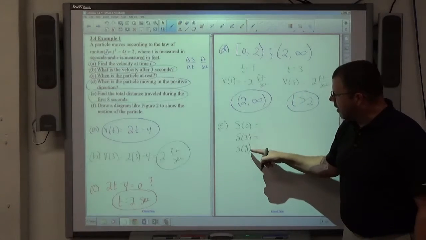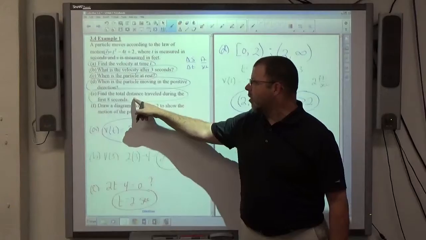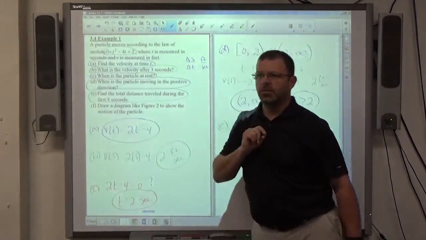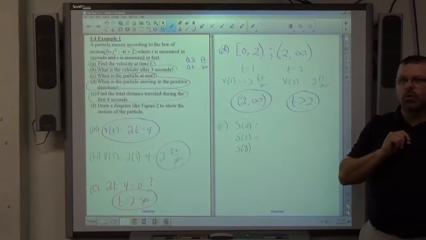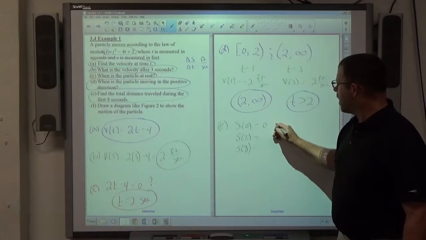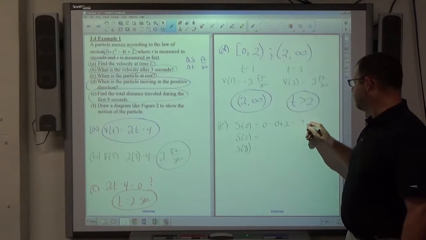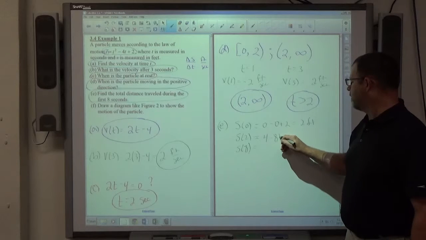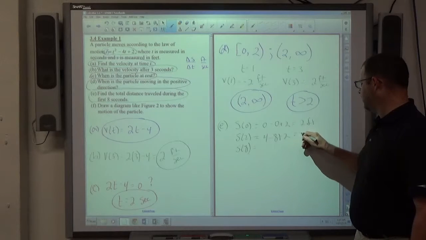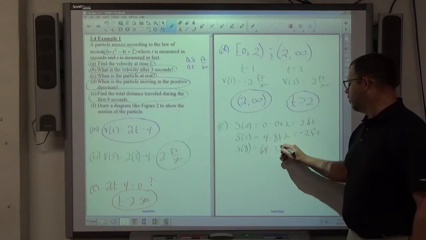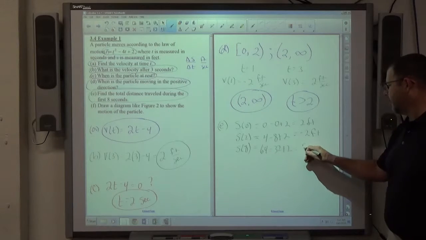S of 0, S of 2, S of 8. Again, how far did we go? S is a function of distance, of position, where we're at. So S of numbers. S of 0 would be 0 minus 0 plus 2, which is 2 feet. S of 2 is going to be 4 minus 8 plus 2, which is negative 2 feet. And S of 8 is going to be 64 minus 32 plus 2, which is 34 feet.